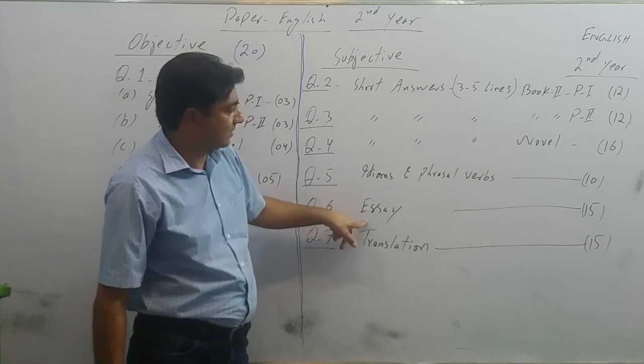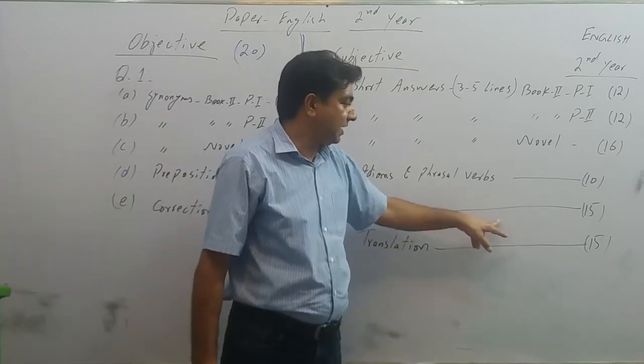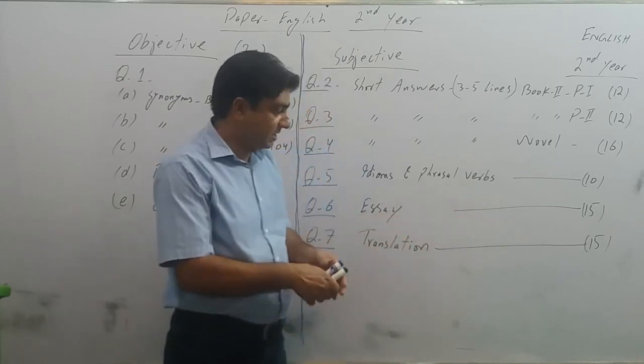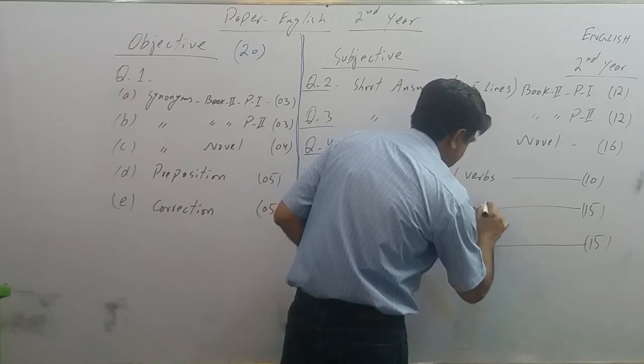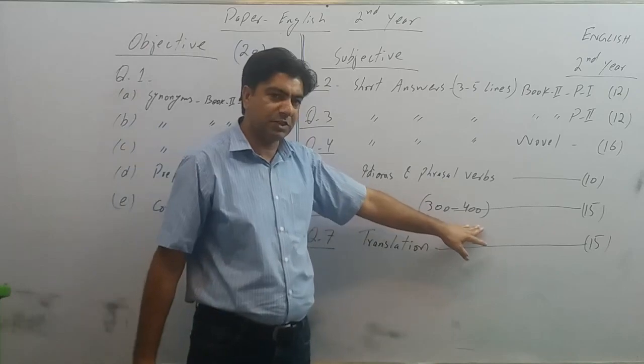Next, question number 6, writing an essay. Out of the given topics, you will have to write an essay of 400 words. It may also be more than 400 words. The question is of 15 marks.